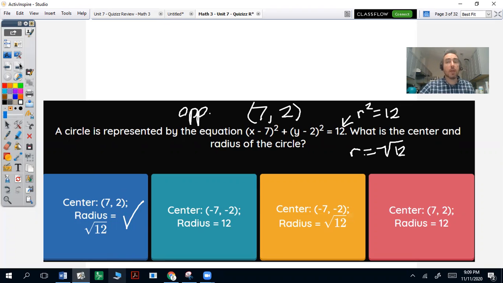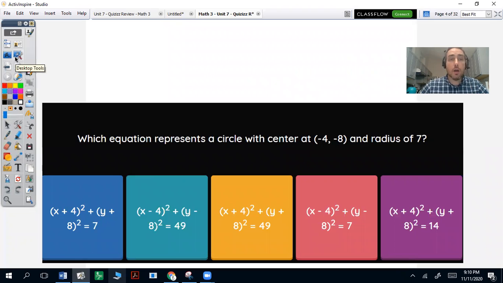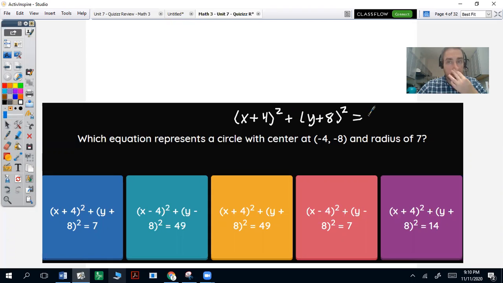All right, try question 3. Pause these videos as you're going through them so you can try them on your own, and then you can unpause them and check it with me before you answer. Which equation represents a circle with a center at (-4, -8) and a radius of 7? The center is (-4, -8), so we would say (x plus 4) squared plus (y plus 8) squared. Always change those signs. And then this is 7 squared, r squared, which is 49. So we have to look for 49 at the end and positives for both the 4 and the 8. So it looks like it's going to be that one.